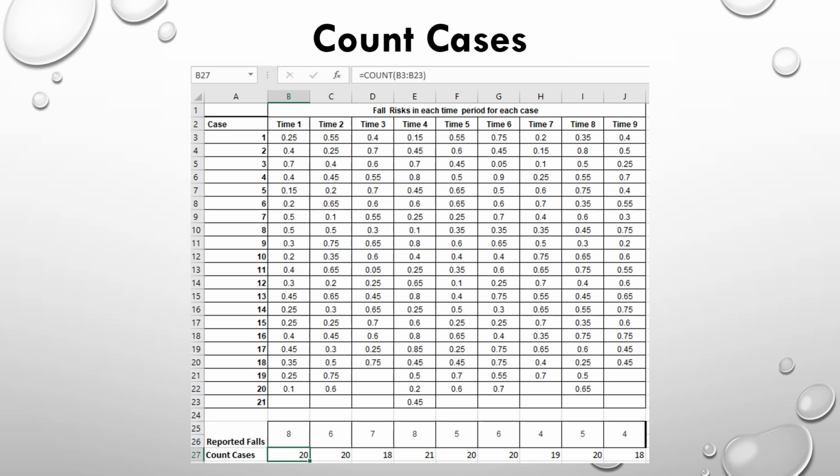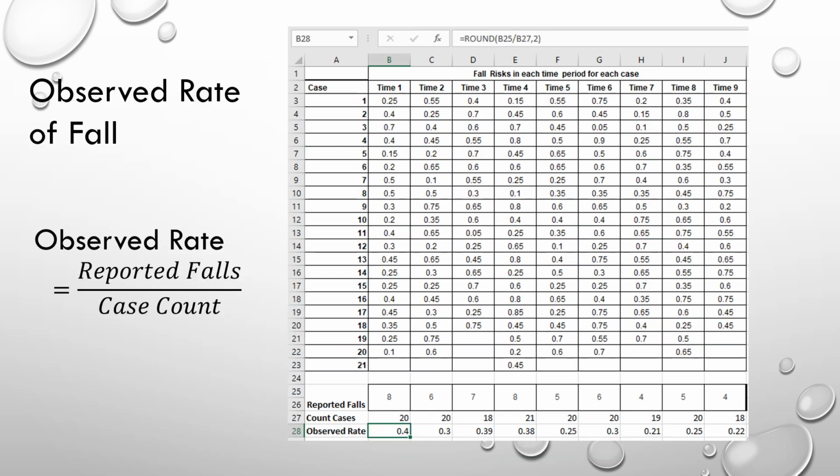To start analyzing this data, the first thing we do is count the total number of cases for each time period. Next, we calculate the observed fall rate, which is calculated by the number of reported falls divided by the number of cases in each time period.